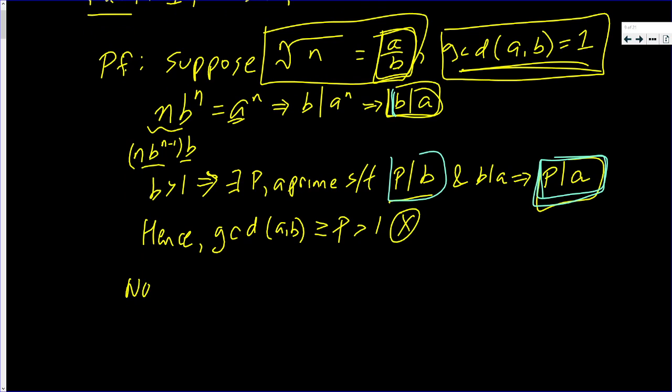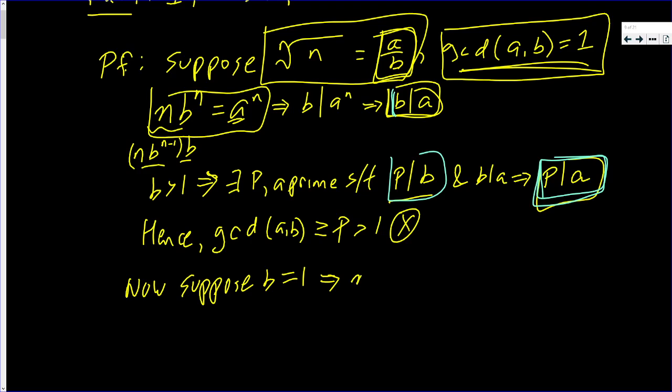Now, suppose b is equal to 1. That implies that n is equal to a to the n. Because b to the n, 1 to the n is 1, n times 1 is n. So n is equal to a to the n. But that is less than 2 to the n. n is always less than 2 to the n.